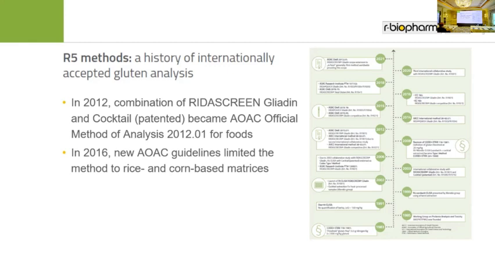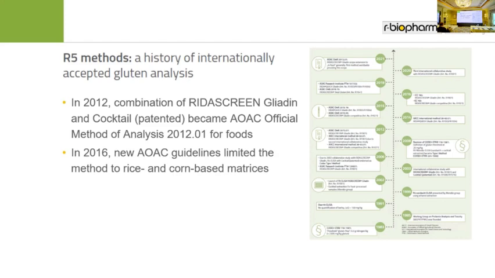matrices, because when the international collaborative study was made, which was the basis for the AOAC approval, only rice and corn-based food samples were tested. And with the new AOAC guidelines, we had to mention this in the test kit insert. That was confusing to customers using this kit already for many years, not only with rice and corn-based food samples, also with other food samples.